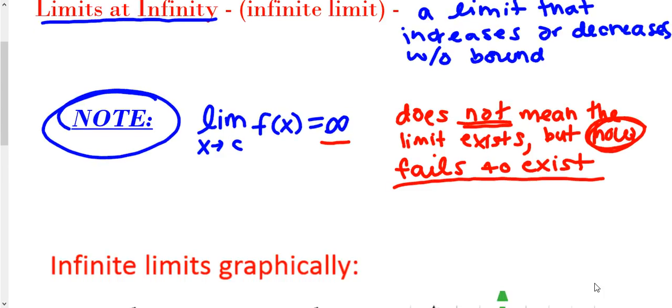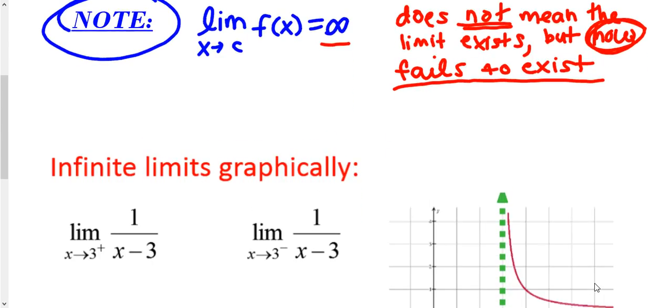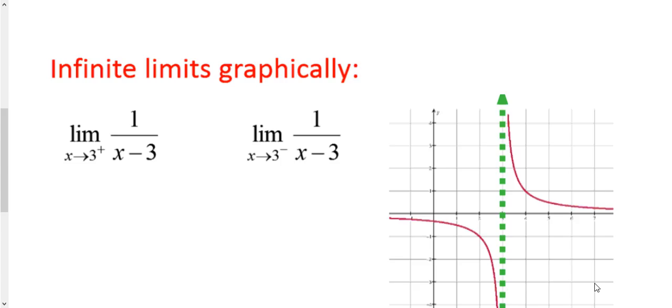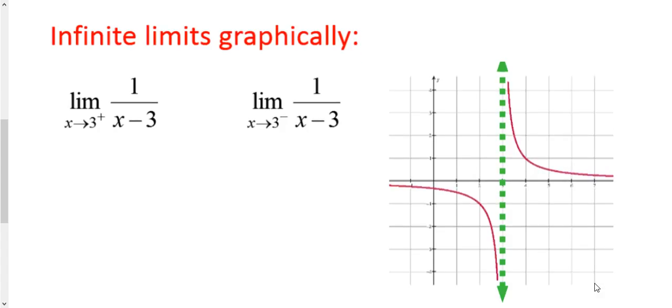So we have already looked at these a little bit. We've done infinite limits graphically. So we've said, okay, what about these limits? And here's the graph. So first we have the limit as x approaches 3 from the positive side, so the right, of 1 over x minus 3. And this is the graph of 1 over x minus 3, by the way. And we have the limit as x approaches 3 from the left of this function.